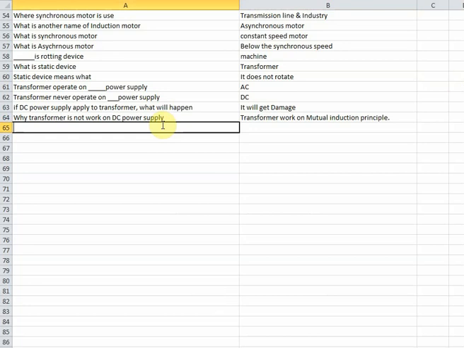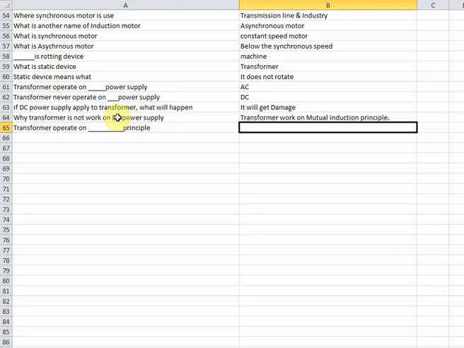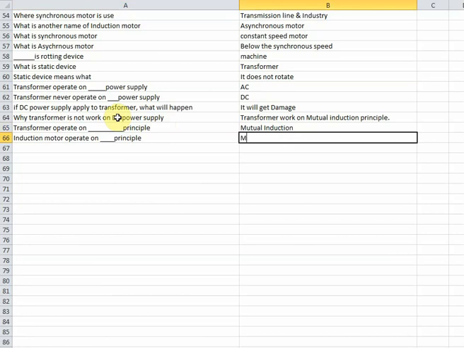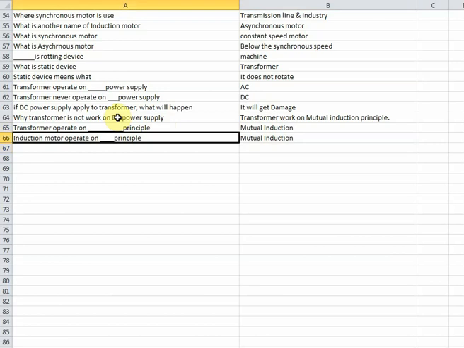Transformer operates on dash principle. Mutual induction, Faraday's law of mutual induction. Induction motor operates on dash principle. Electromagnetic mutual induction. Same mutual induction, the transformer operates the same.